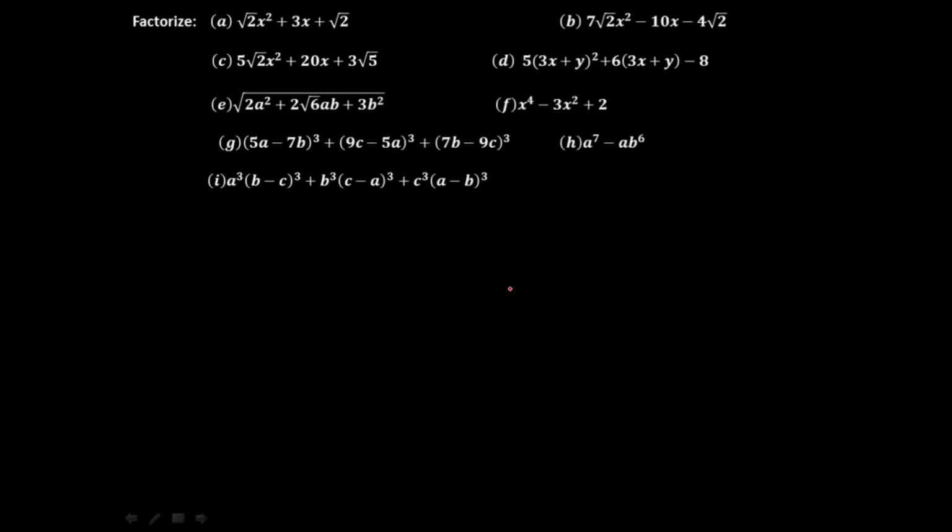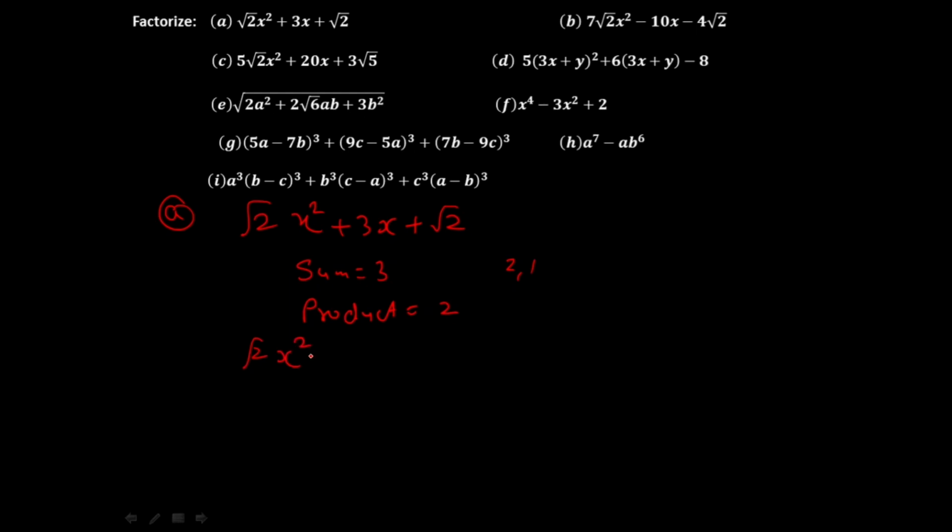Factorize. There are a number of parts. Let's do every part one by one. First of all, I take a. The first part: under root 2 x square plus 3x plus root 2. You know the general form. What should be the sum here? Sum should be 3, that is b. And what should be the product? Product should be a times c, means 2 only. So two numbers are, sum should be 3, product should be 2. So two numbers are 2 and 1. That's it.